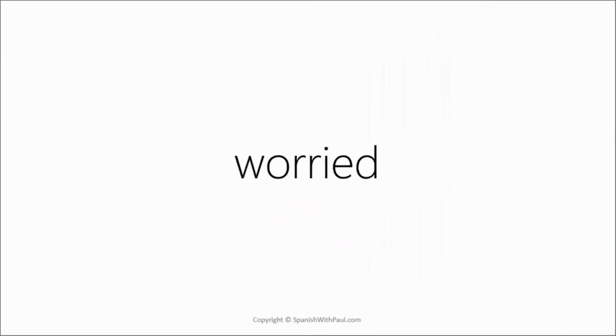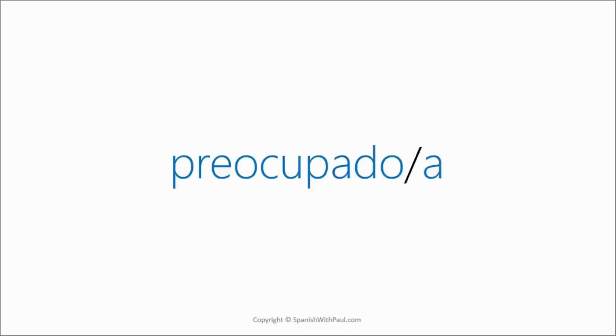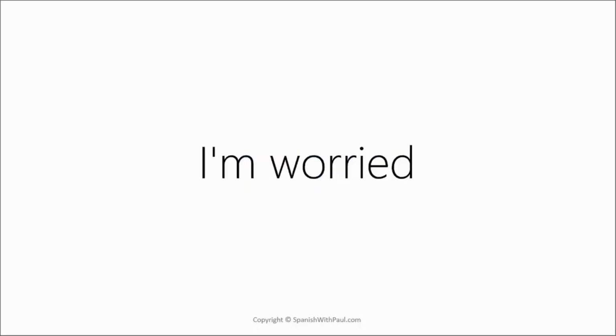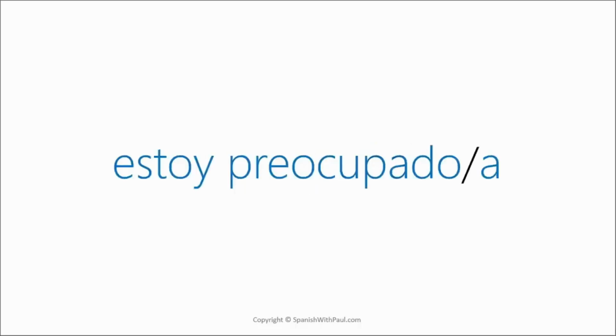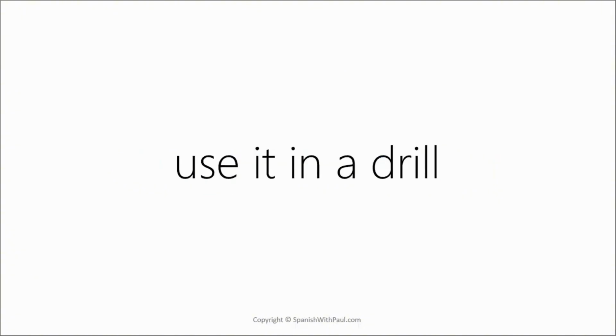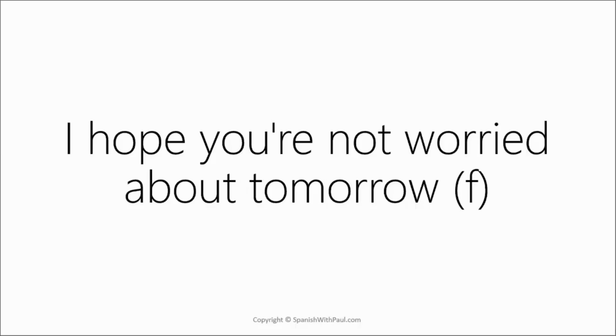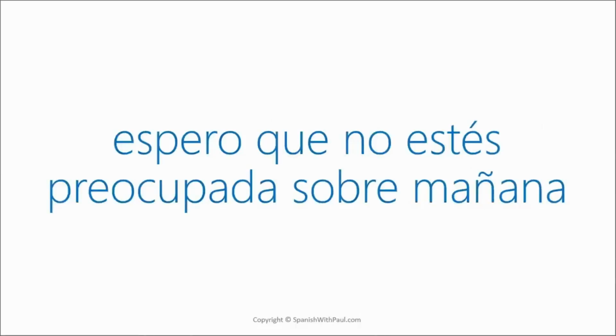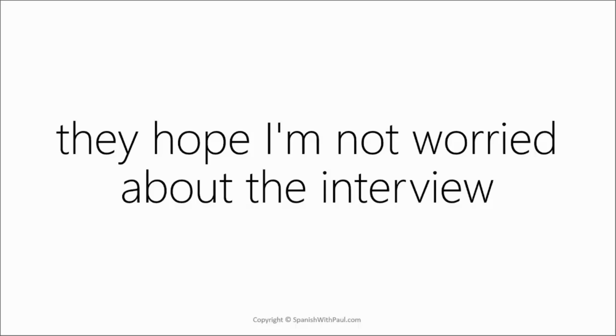To be worried in Spanish is to be preoccupied, and the word is preocupado or preocupada, depending if you're male or female or what you're referring to. To say I'm worried would be estoy preocupado or preocupada. Let's try to use it in a drill, remembering that we're going to switch into the subjunctive. I hope you're not worried about tomorrow. Here we're talking to a female. Espero que no estés preocupada sobre mañana. They hope I'm not worried about the interview.